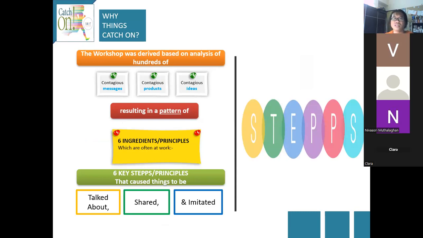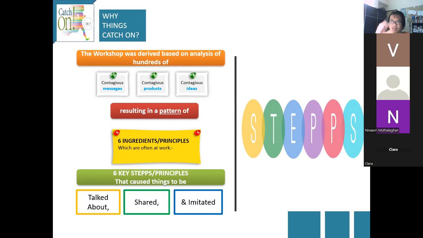How is the program being developed? Well, remember, it's a 10-year research. 10 years is not a short time, it's a long period. The workshop was derived based on an analysis of thousands, not hundreds, just as an understatement, thousands of viral pieces of information, in the form of messages and ideas. They analyzed even products that went viral, and they noticed that there's a certain pattern. Understand that you can only come up with patterns when you analyze millions of pieces of data. So that's what they did over the 10-year period, and that pattern is in the form of 6 main principles.